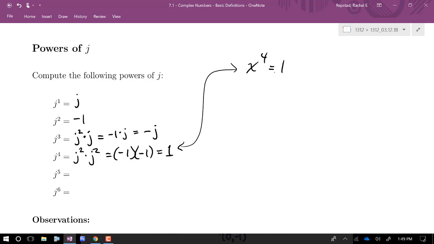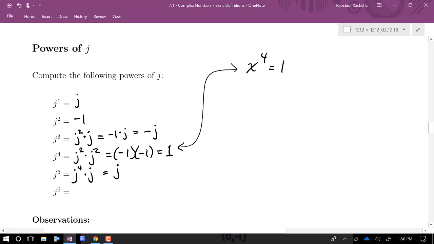J to the fifth. Let's see. So that's j cubed, or squared. Yeah, I see where you're going with that. So I think maybe a slightly more efficient way is j to the fourth times j. Because what's j to the fourth equal to? Just 1, positive 1, right. So a factor of j to the fourth is like a factor of 1. It's like it's not even there. So what's j to the fifth equal to?